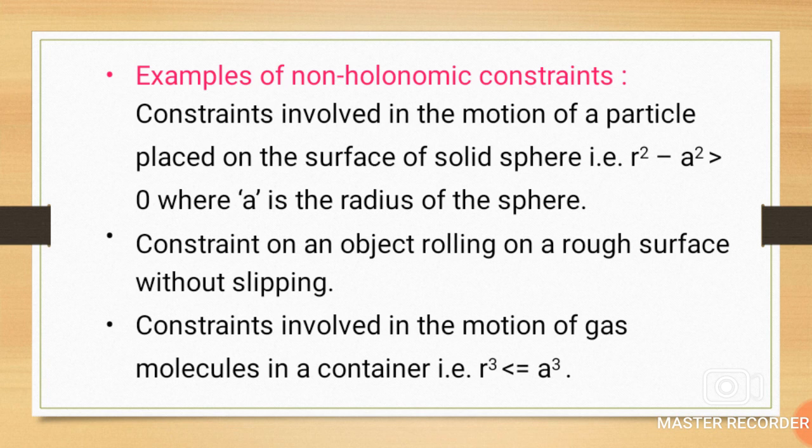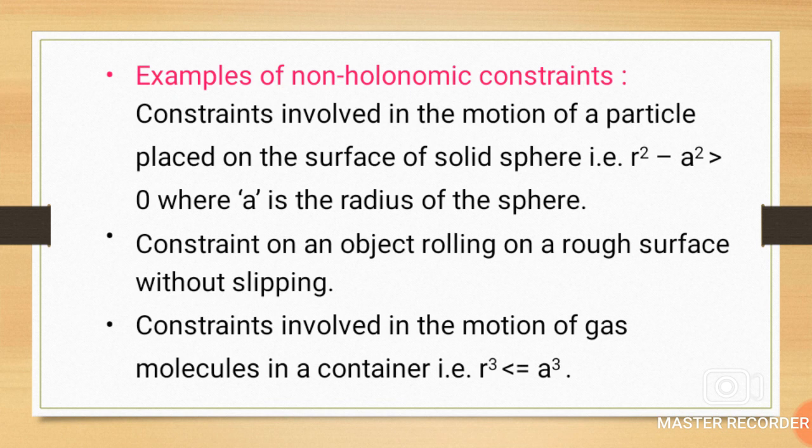Another example is the constraint on an object rolling on a rough surface without slipping. We know the rolling motion, and we take a rough surface on which the object is rolling without slipping. There is no slipping. So this is the restriction, or the constraint, on the system. This is a type of non-holonomic constraint.